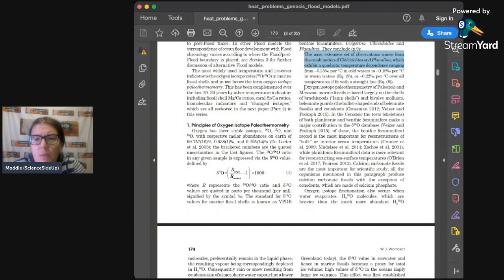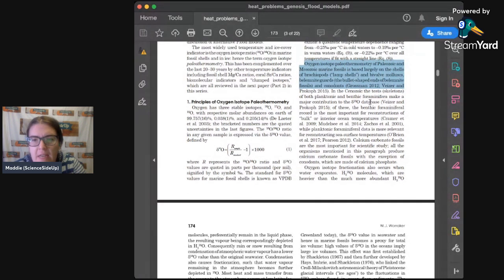Oxygen isotope paleothermometry of Paleozoic and Mesozoic marine fossils is based largely on the shell of brachiopods and bivalve mollusks, belemnite guards, the bullet-shaped ends of belemnite fossils. See what I mean? This is for a lay audience. And conodonts. Glad we have a citation for that.